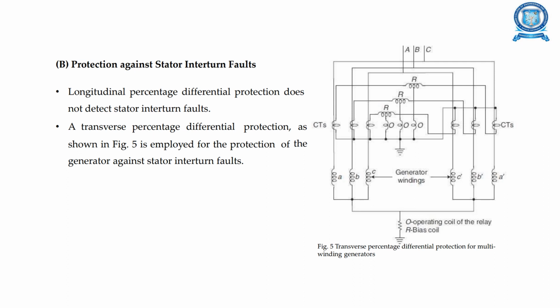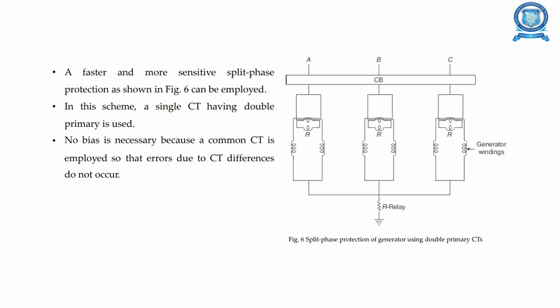Protection against stator interturn faults. Here is the diagram, that is transverse percentage differential protection for multi-winding generators. Here the longitudinal percentage differential protection does not detect stator interturn faults. A faster and more sensitive split phase protection is shown here. A single current transformer having a double primary is used. No bias is necessary because a common current transformer is employed, so errors due to current transformer differences do not occur.